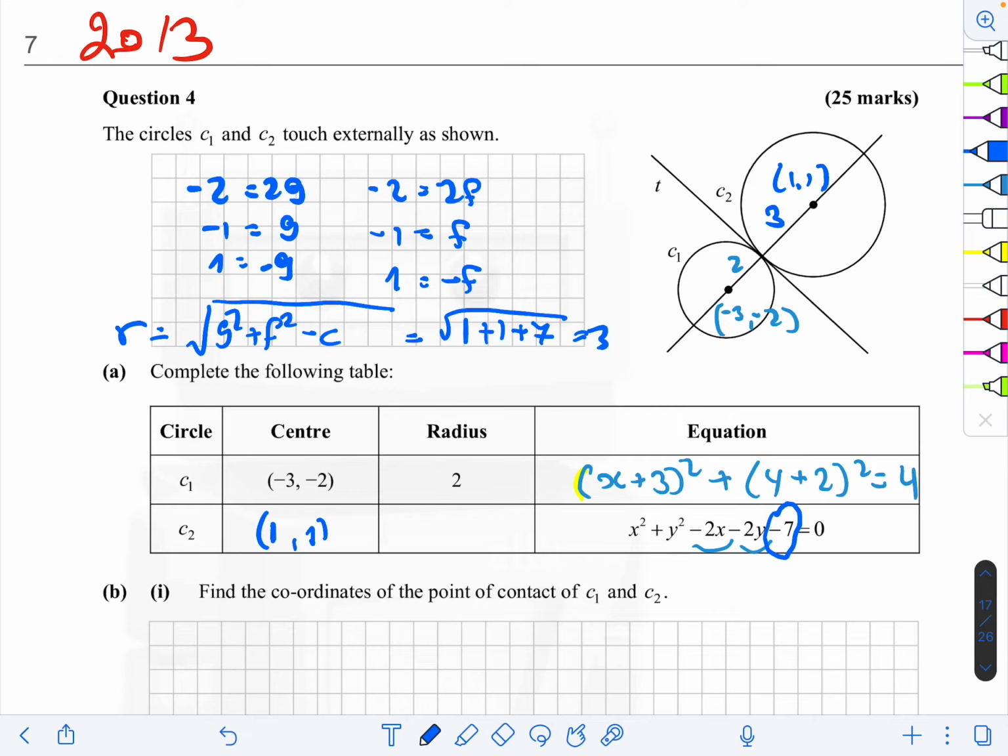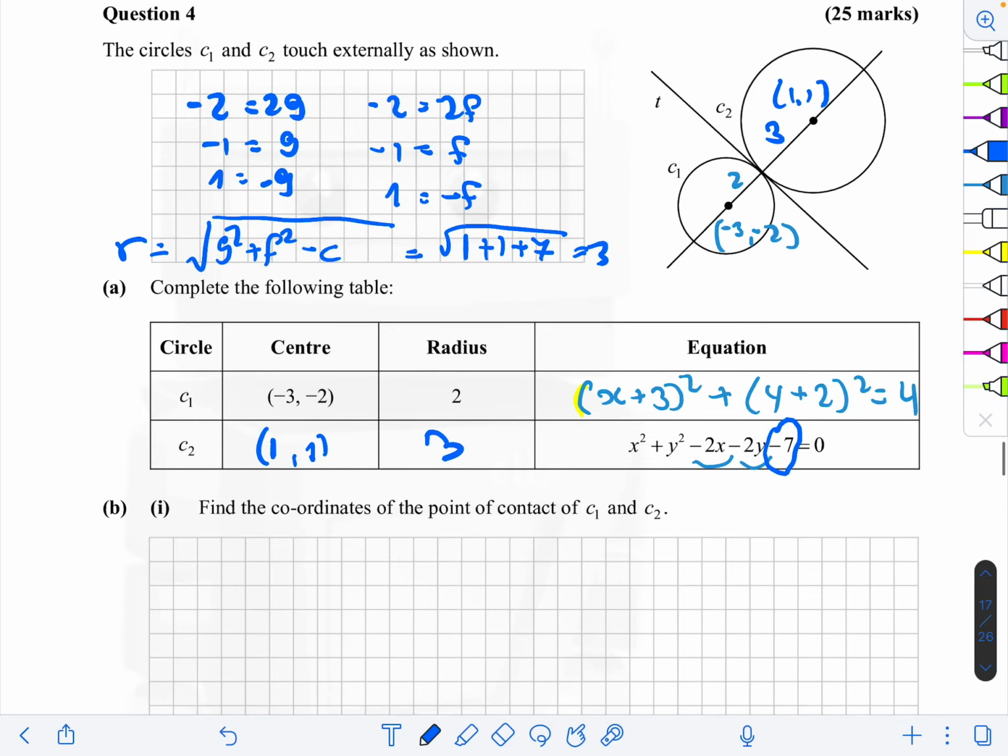For the second part of the question, they're asking us to find the coordinates of the point of contact of C1 and C2. So we're looking for the contact here. There are two options for doing this. One, you do simultaneous equations between the two circles, but that's kind of hard because these are not linear equations, so it's kind of going to be taxing.